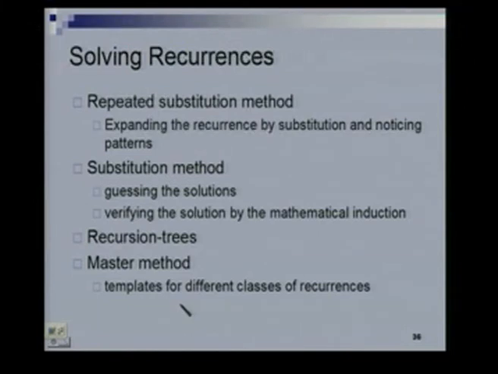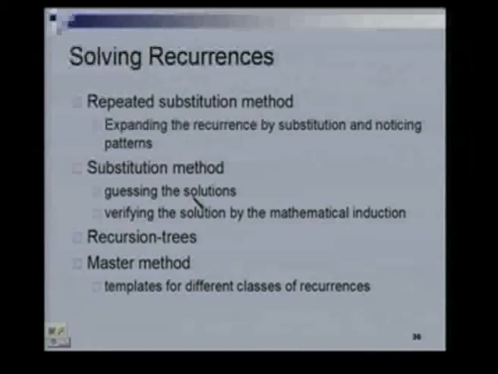There are a bunch of ways of solving recurrences. We have only looked at what is called the repeated substitution method. That basically says you expand the recurrence by substituting repeatedly and noticing any patterns that you get. There is another method which is called the substitution method, where you guess a solution to the recurrence, and then you verify that your recurrence really satisfies that guess.